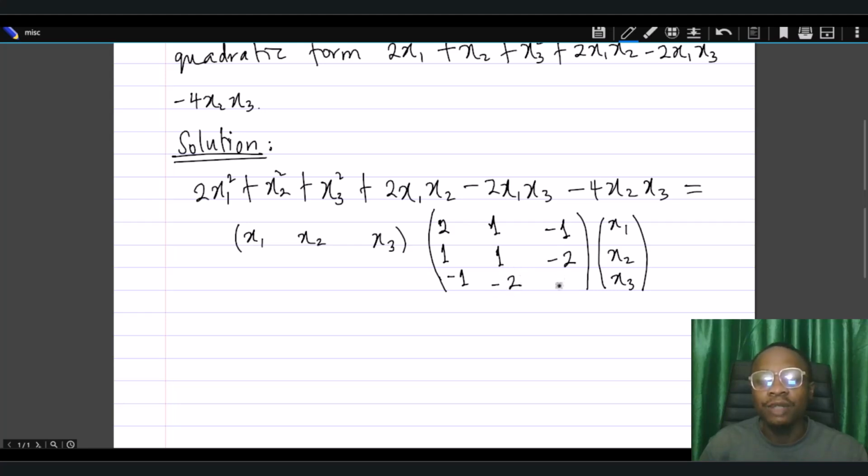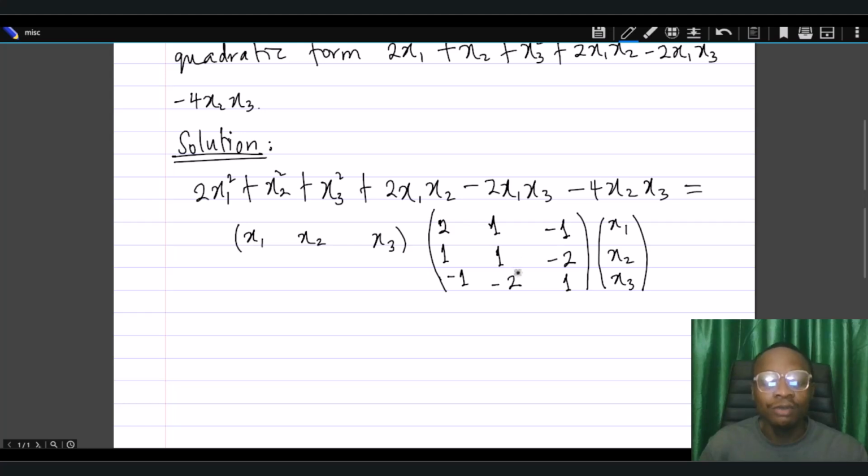And then for this, we have third row and third column. That is x3, x3, x3 squared. What is the coefficient of x3 squared? That is 1. So that is what will come here, 1. So this is the matrix representation for this quadratic form.